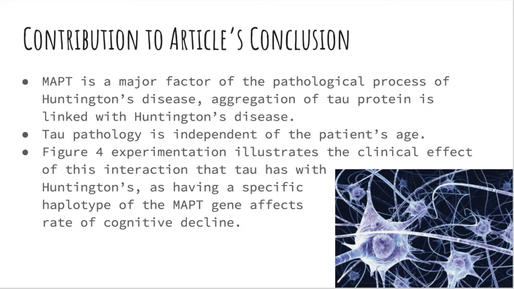The experiment we have been discussing contributes to the research by taking it to the next level and proving the clinical effect of this interaction and involvement of tau, in that a specific haplotype of the MAPT gene affects the rate of cognitive decline, in that it actually speeds up the cognitive decline symptoms of Huntington's.